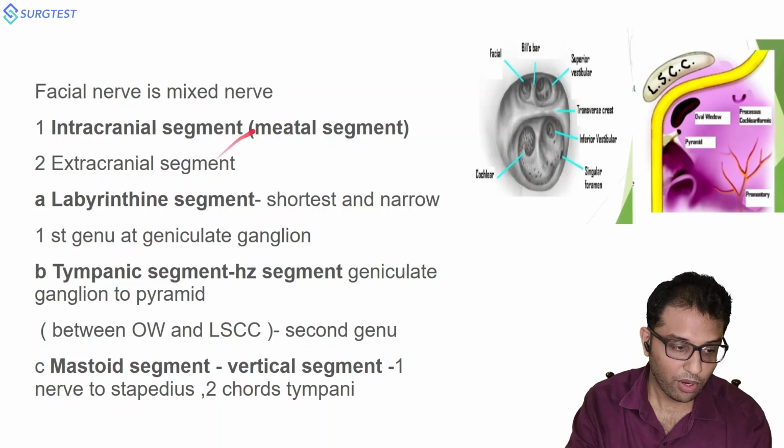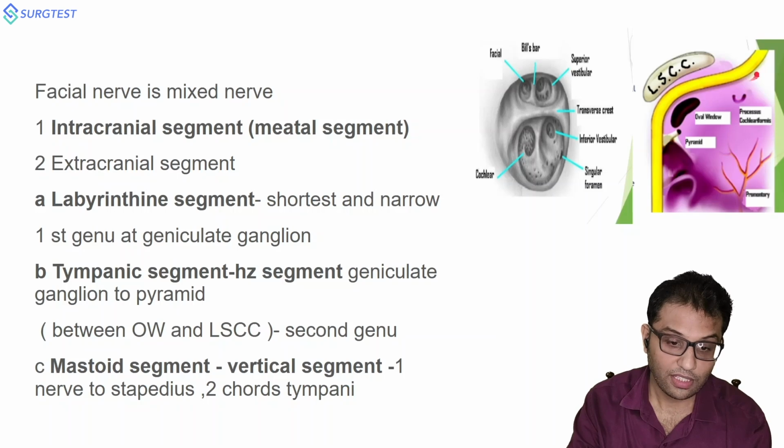More important than this is the extracranial segment, which starts when the nerve comes out of the internal auditory meatus. The first segment is the labyrinthine segment, which is in the labyrinthine part of the inner ear. It is the shortest and the narrowest segment, and it goes up to the first genu. So this is the labyrinthine segment.